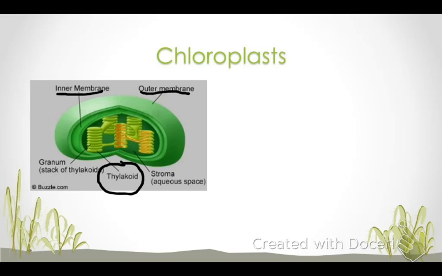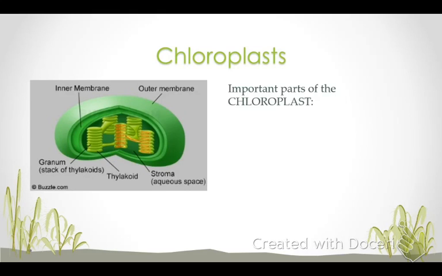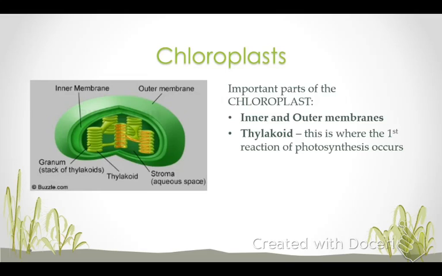That's what we're going to talk about mostly this week. There's also a whole stack of these thylakoids all stacked up. We call that a granum. And then in this other area, there's the stroma. That's just basically water, keeping it nice and fluid, keeping it nice and hydrated. So, some important parts of the chloroplast: the inner and outer membranes, and they have two membranes. The thylakoid is where the first reaction of photosynthesis occurs, and like I said, this is really the most important.